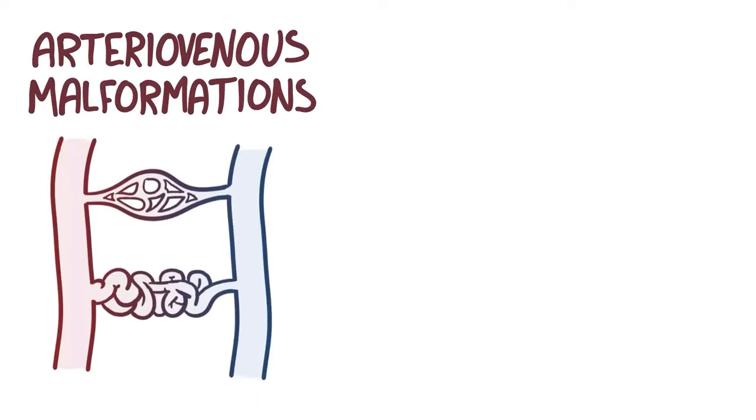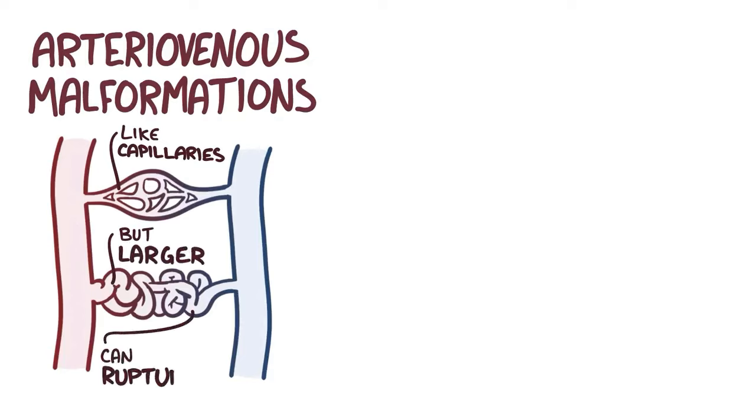Intracerebral hemorrhages are sometimes associated with arteriovenous malformations, which are a tangle of blood vessels that directly connect an artery to a vein. A bit like a capillary bed, but with much, much larger blood vessels. Over time, these abnormal vessels can rupture, causing a hemorrhagic stroke.